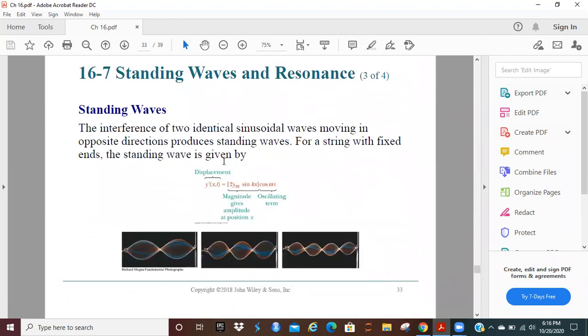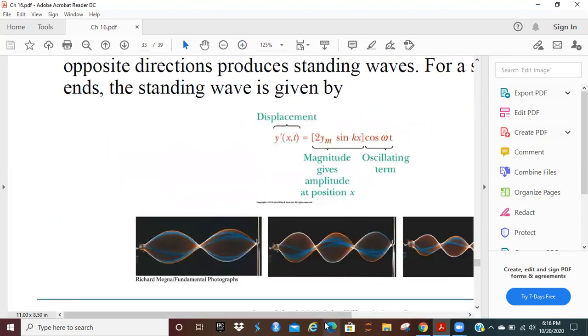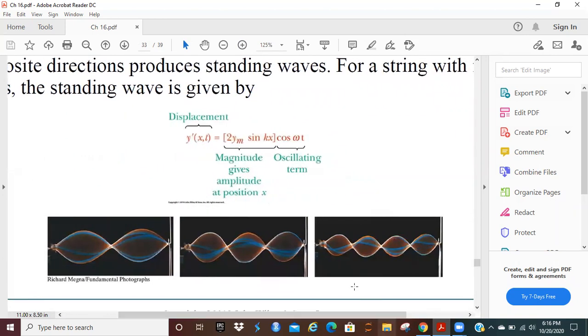Standing waves. The interference of two identical sinusoidal waves moving in opposite directions produces standing waves. So for a string with fixed ends, like what you've got here, the standing wave is going to be given with this amplitude, and this is the oscillating term. Kind of see what's going on there with those standing waves.